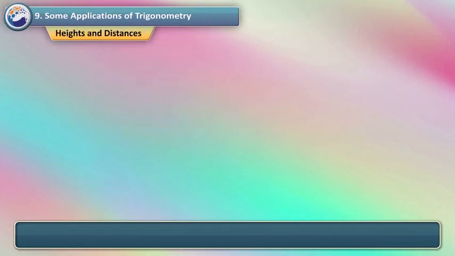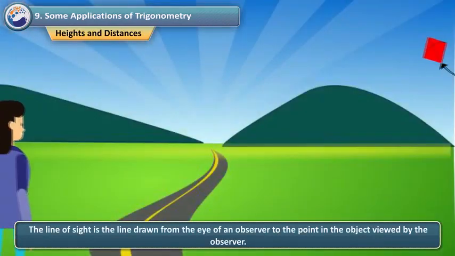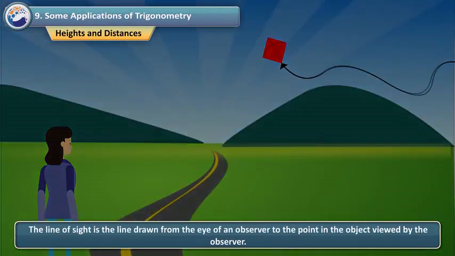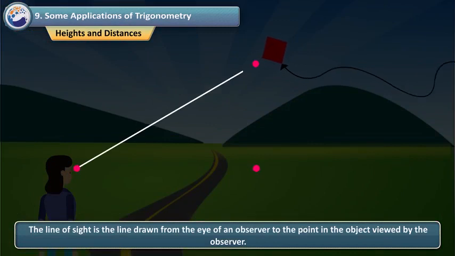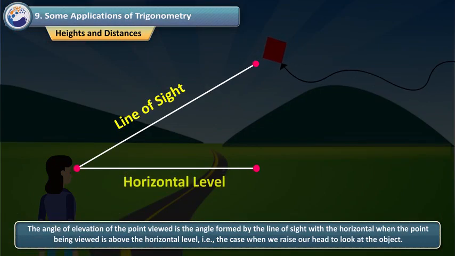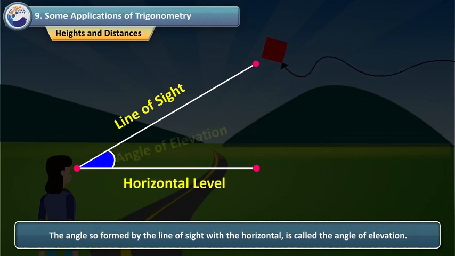Heights and distances. The line of sight is the line drawn from the eye of an observer to the point in the object viewed by the observer. The angle of elevation of the point viewed is the angle formed by the line of sight with the horizontal when the point being viewed is above the horizontal level. That is the case when we raise our head to look at the object. The angle so formed by the line of sight with the horizontal is called the angle of elevation.